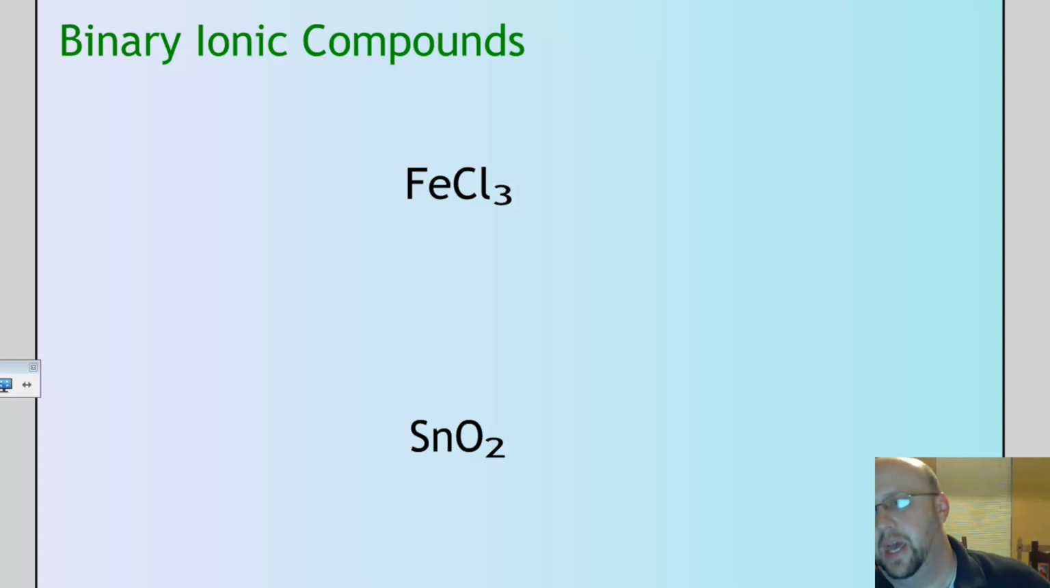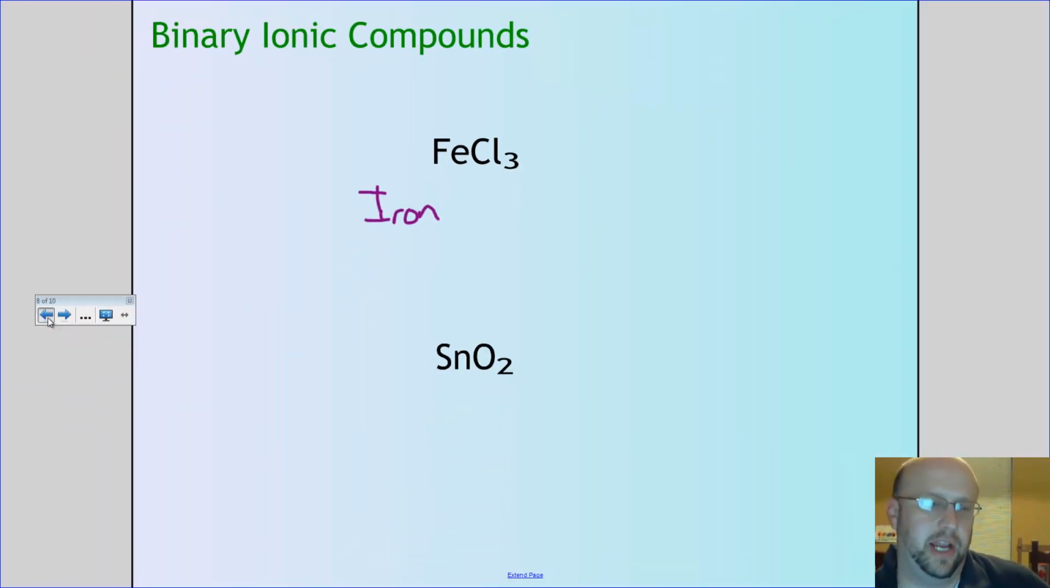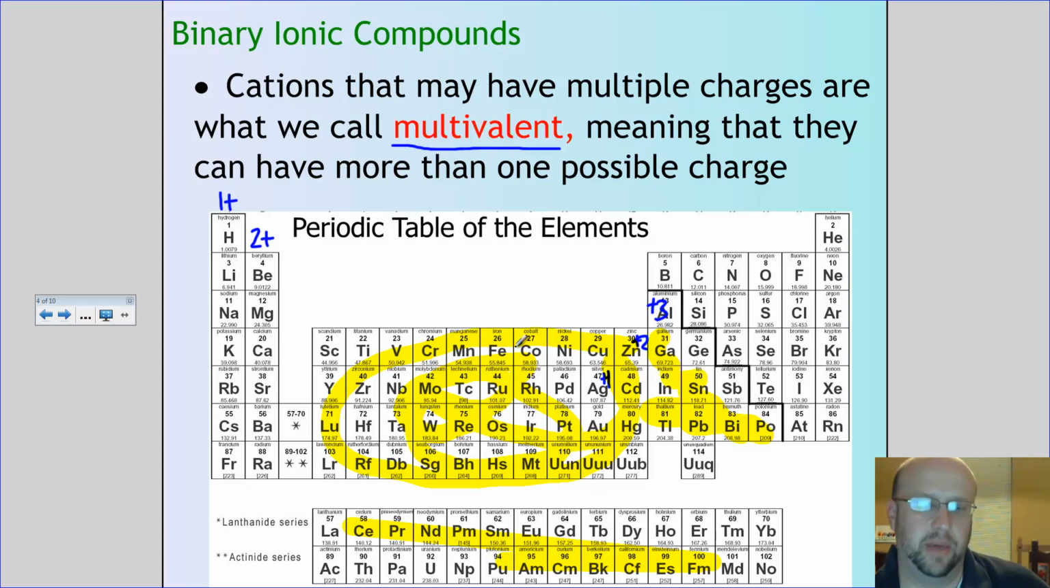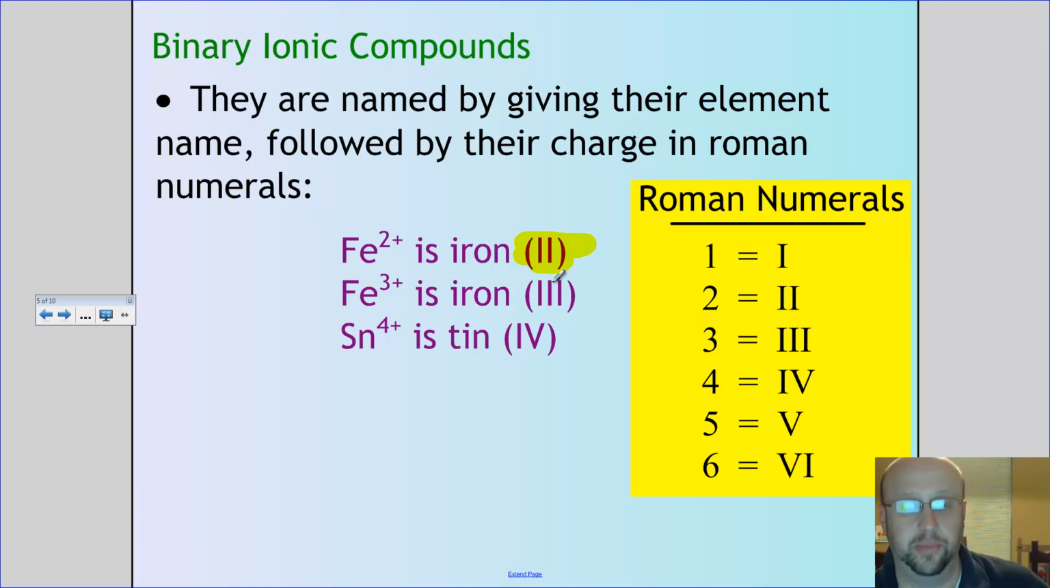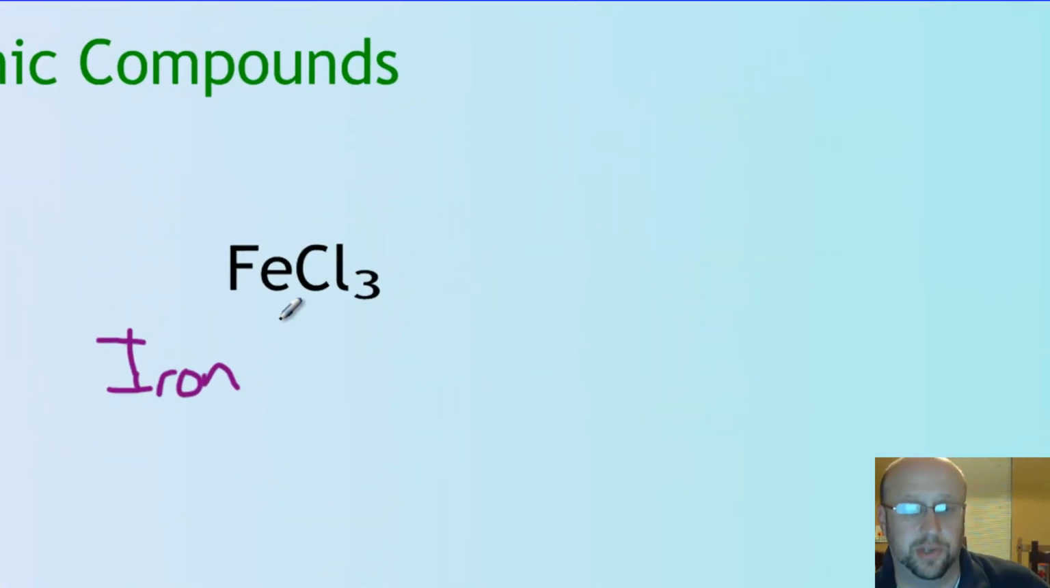So here comes the killer. What happens when it is multivalent? What happens when I don't know the charge? Here's what happens. I know that this is iron. I also know that iron is multivalent. It's in that area of the table where I'm not sure what its charge is. We already saw on another slide that it could be 2, it could be 3. I don't know which one it is, and it's real important that I do know which one it is. I have to indicate what it is.